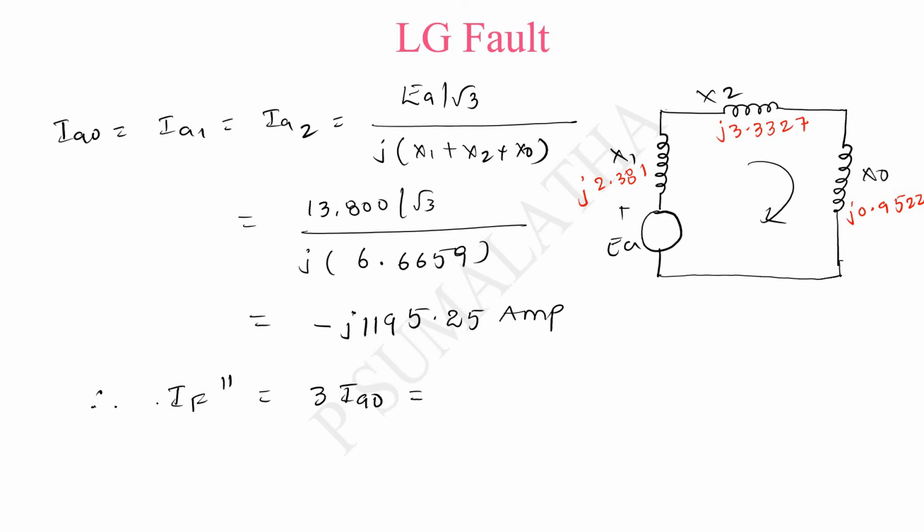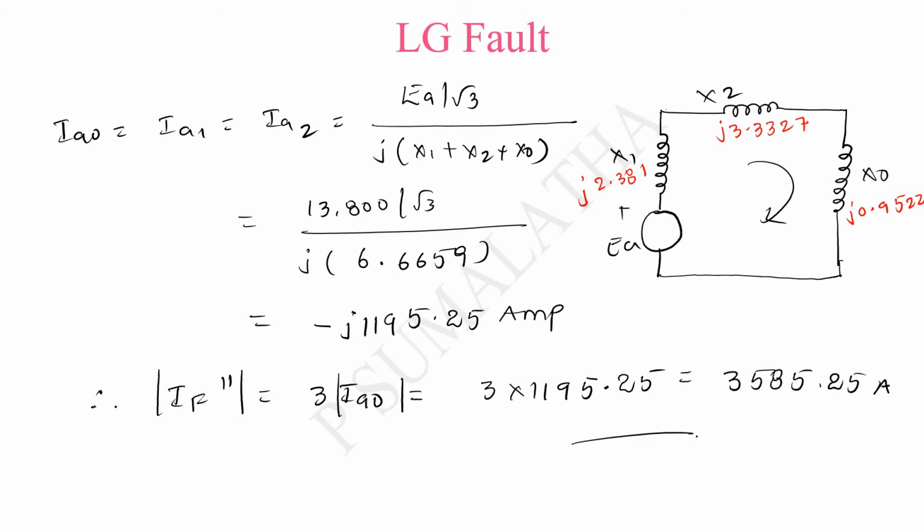We are interested only in the magnitude of the fault current. So that will be equal to 3 times 1195.25, that is equal to 3585.25 amperes. So that's it. That is the first part of the given problem. And the second one is we need to find out the line voltages. For that, first we need to find out the sequence components of the voltages.